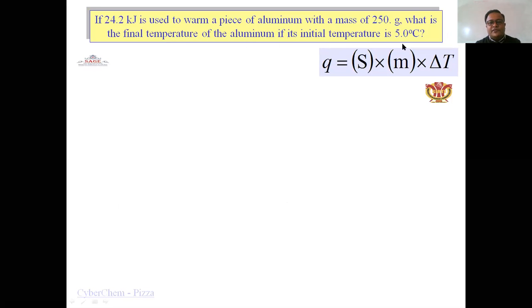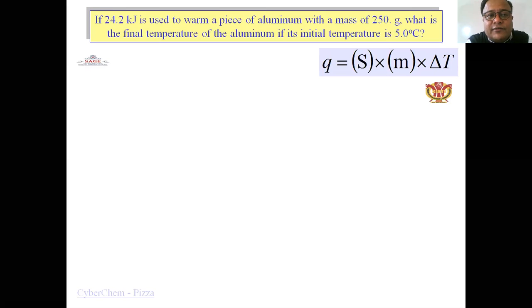The initial temperature is 5 degrees centigrade. We are calculating the final temperature. The initial temperature is given in the problem, and a heat transfer of 24.2 kilojoule is used to warm a piece of aluminum with a mass of 250 gram. M is given as 250 gram, and the 24.2 kilojoule is used for the heat transfer for warming the aluminum piece.